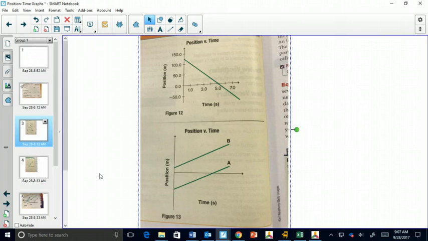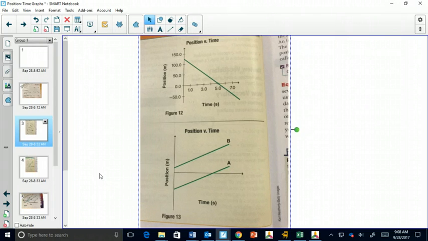How do you know? Can anybody answer that question? How do we know that he went past the starting point? Yes, ma'am. Perfect. Here's our 0 point, right? And the line actually crosses over that and keeps going. It's well done.